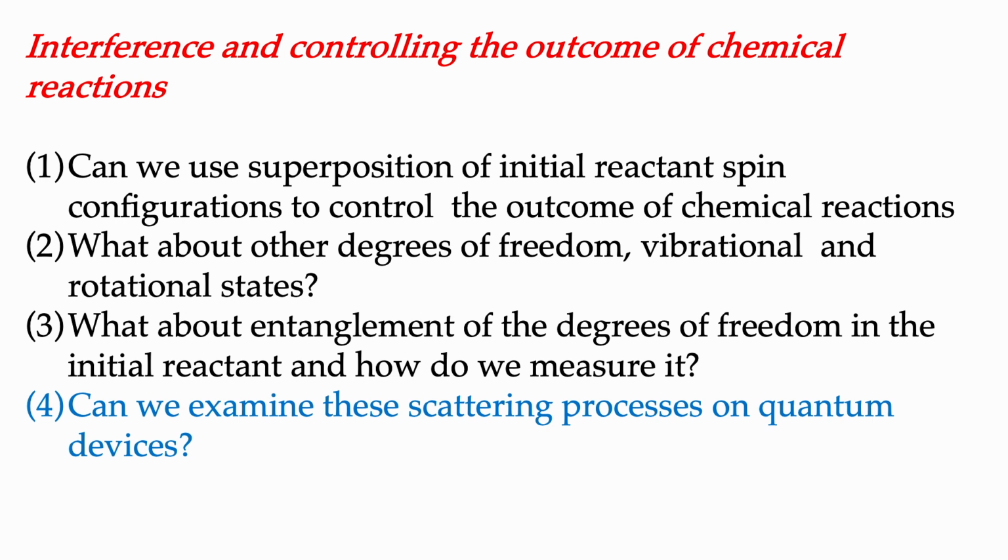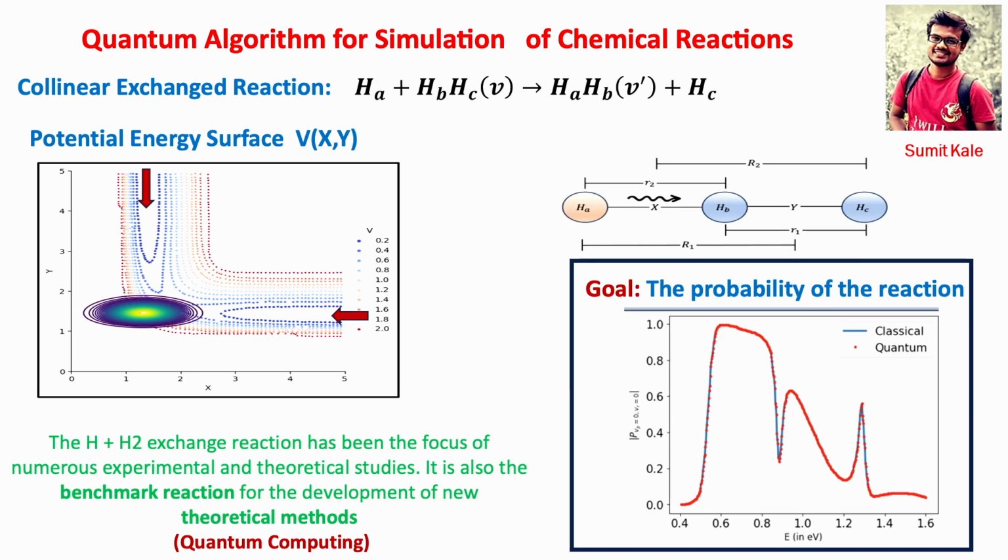So we said, okay, now can we run this experiment on a quantum computer? Because in a quantum computer it will be easy to manipulate the initial superposition of the state. So the goal now is, can we run this experiment on a quantum computer and see the effect of interference or superposition in the initial states? So this is what I'm going to focus on now. How do you do this scattering on a quantum computer? To do this, we start with the simplest reaction, H plus H2. This is the simplest reaction, and we see how one can run it on a quantum computer, and we look at its collinear collision.